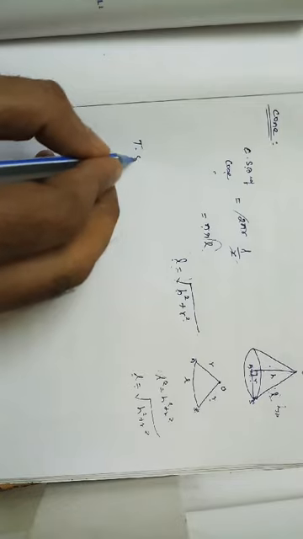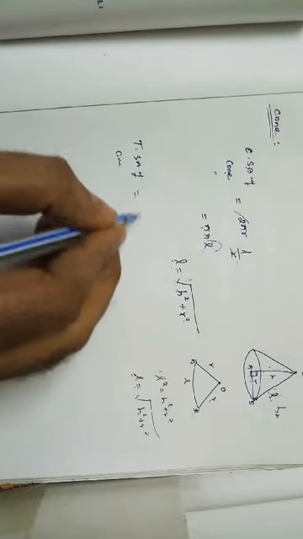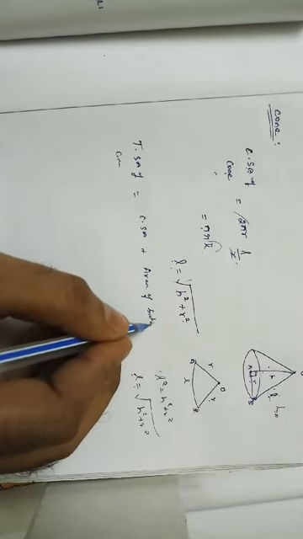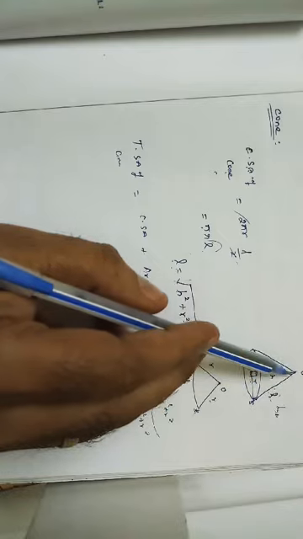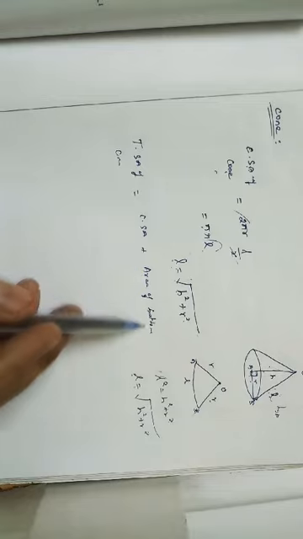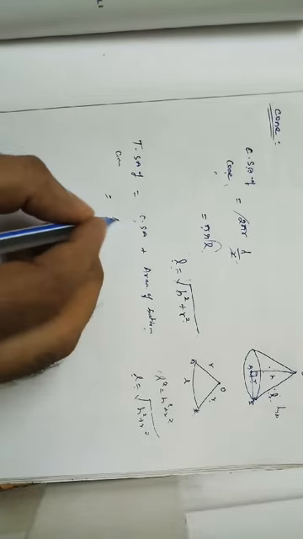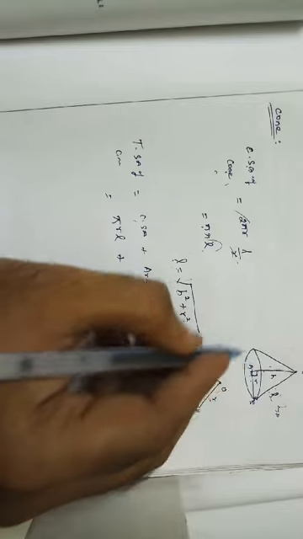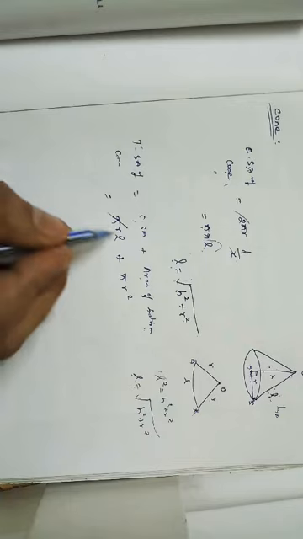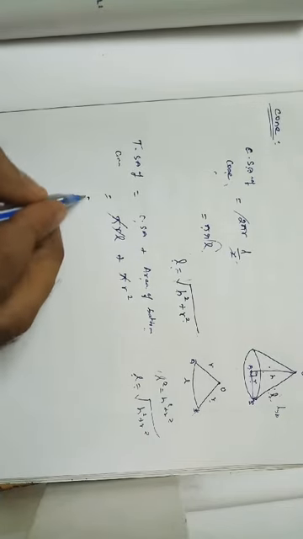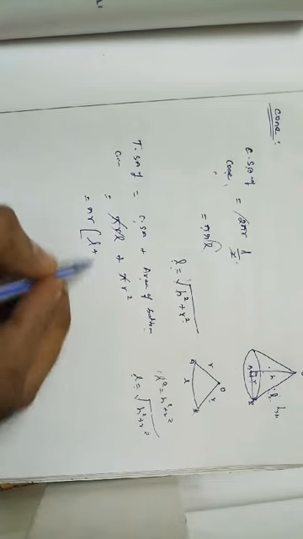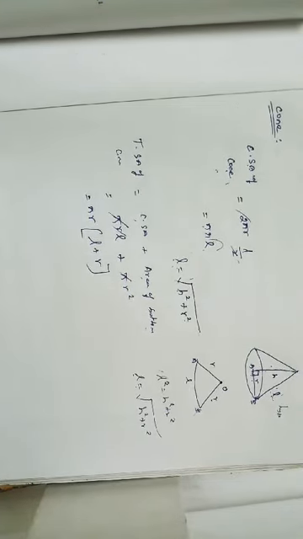TSA of cone is CSA of cone plus the area of the bottom alone. There is no top for the cone, so there is no area for the top; we only have the base. We already have CSA as pi r L, plus the area of the bottom. The shape of the bottom is a circle, so its area is pi r square. What is common? Pi r. Taking pi r outside, the remaining is L plus r. So TSA is pi r into L plus r.